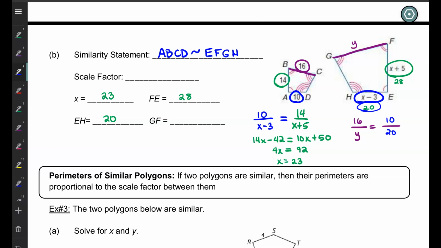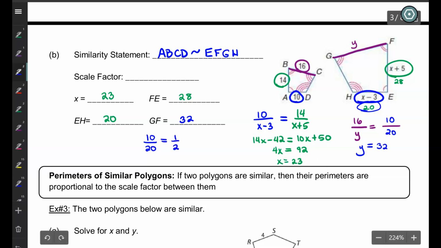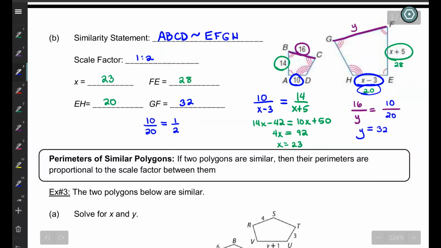Well, again, you can actually recognize, what do we notice about all these numbers? 10 becomes 20, 14 becomes 28. You can even see easily that each side is twice the length of the smaller one. So this is going to be 32. So GF is 32. And then the scale factor, again, if AD is 10, and that corresponds to EH, which is 20, that's going to be a scale factor of 1 to 2. Again, comparing any two corresponding sides, and we can find that.